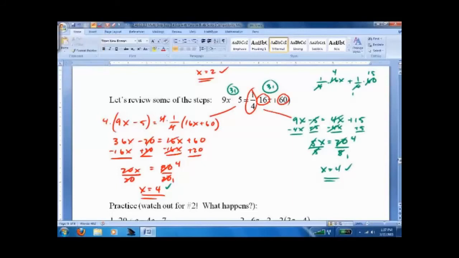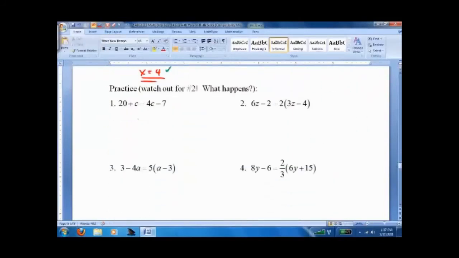Couple example problems down here at the bottom. Going to be fairly quick about this. I'm actually going to move this over to the right. Plus 7, plus 7. 27 equals 3c. Divide by 3. C equals 9. 20 plus 9 is 29. 4 times 9 is 36, minus 7 is 29. Checks.